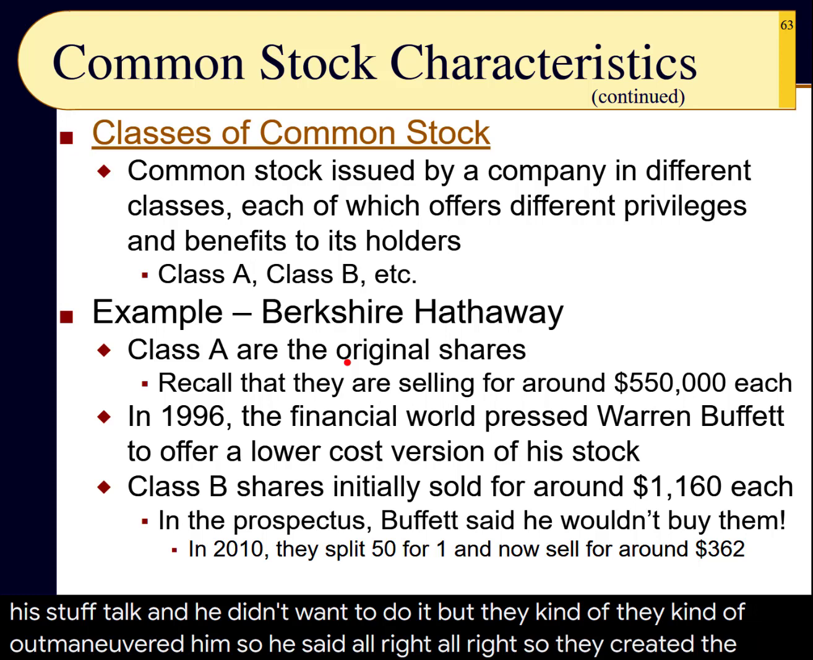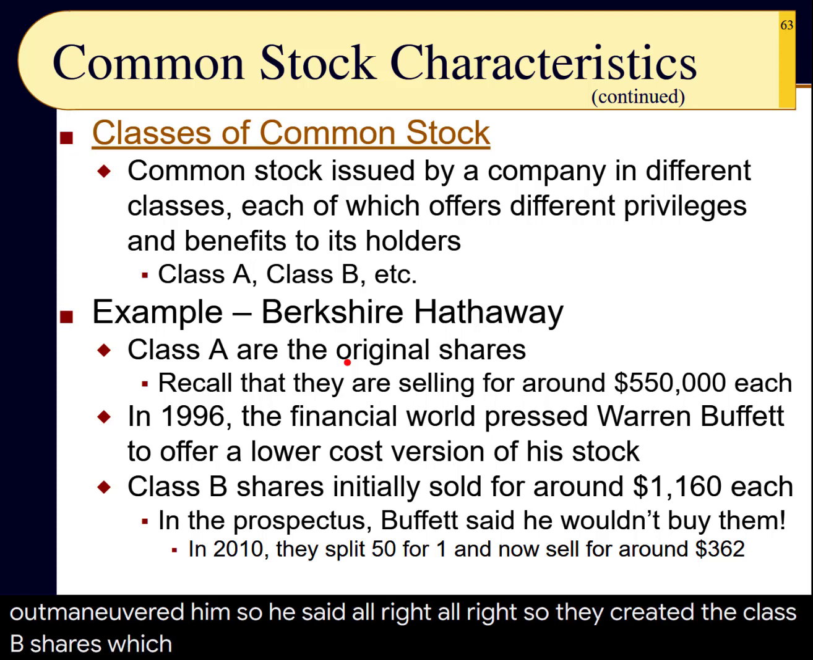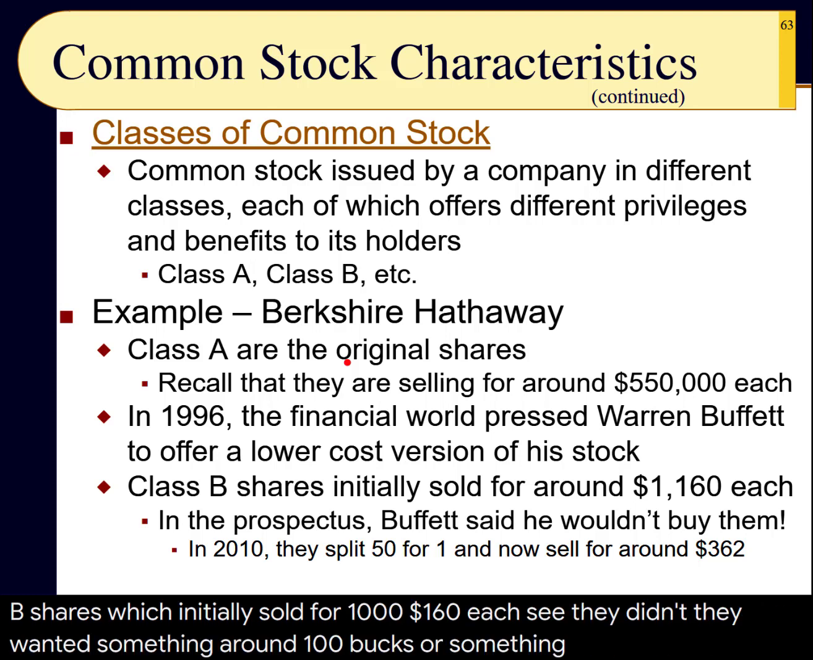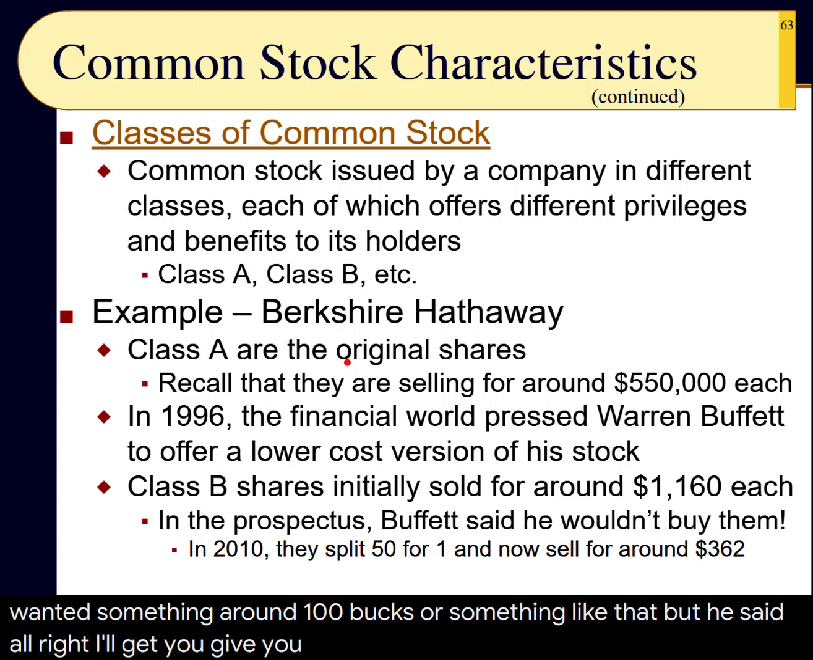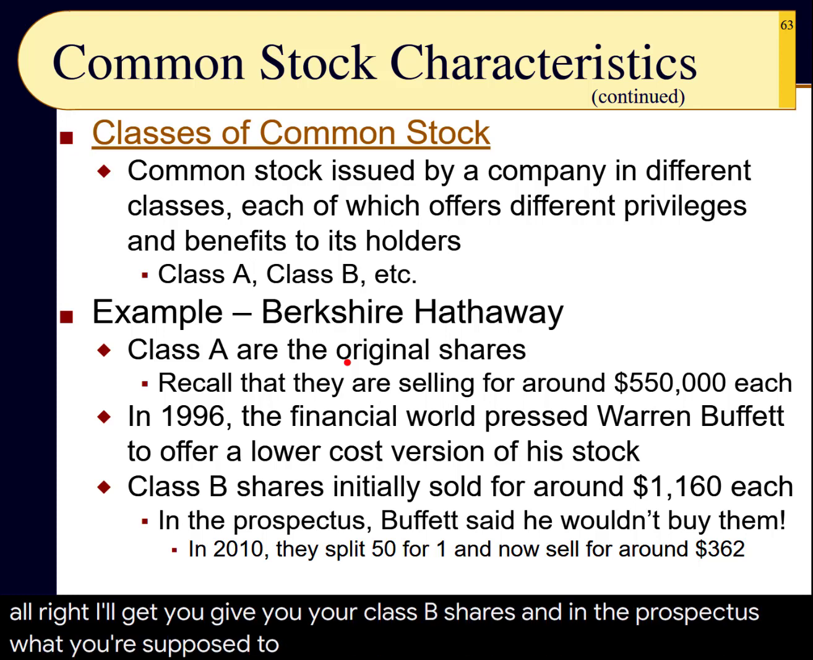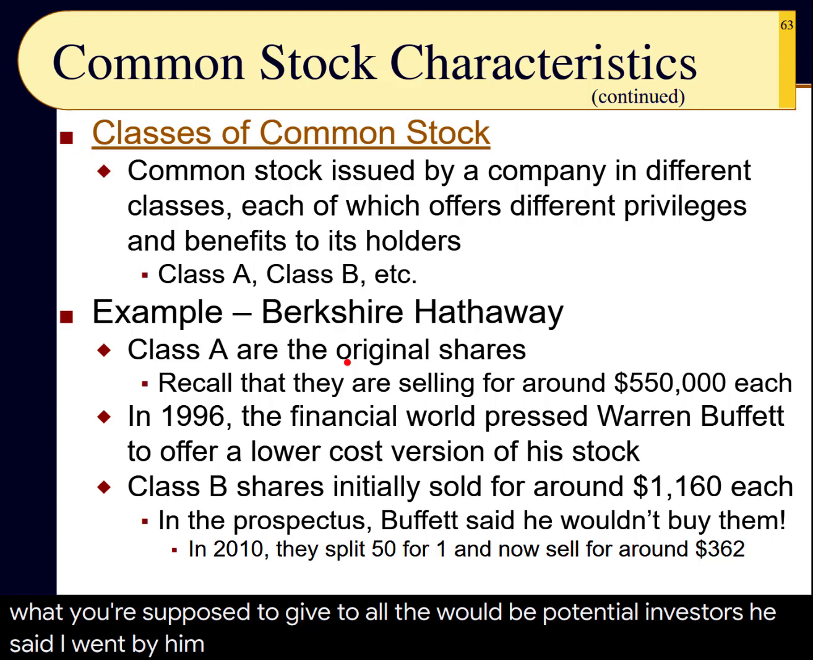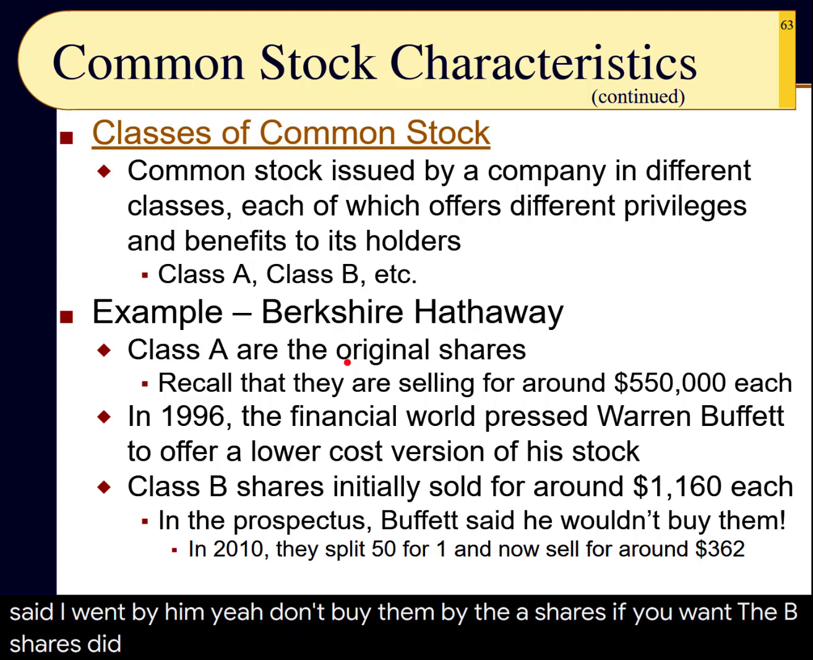So they created the Class B shares, which initially sold for $1,160 each. See, they wanted something around $100 or something like that. But he said, all right, I'll give you your Class B shares. And in the prospectus, which you're supposed to give to all the would-be potential investors, he said, I wouldn't buy them. Yeah, don't buy them. Buy the A shares. If you want to invest in me, buy the A shares. But hey, the B shares did okay.